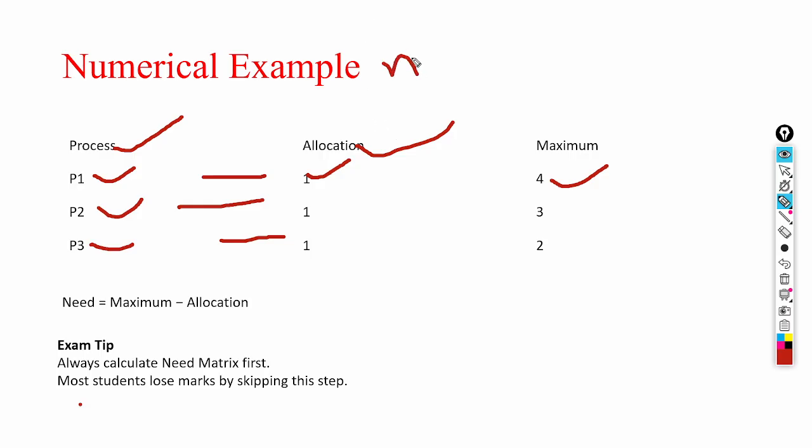What is the need formula? The need formula is maximum minus allocation. For the process P1, what is the maximum? 4. The 4 minus allocation 1. So the need equals 4 minus 1, and the answer is 3.